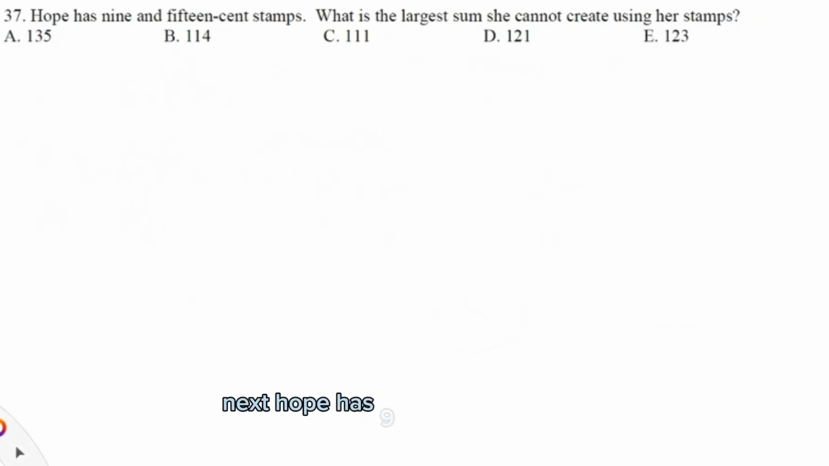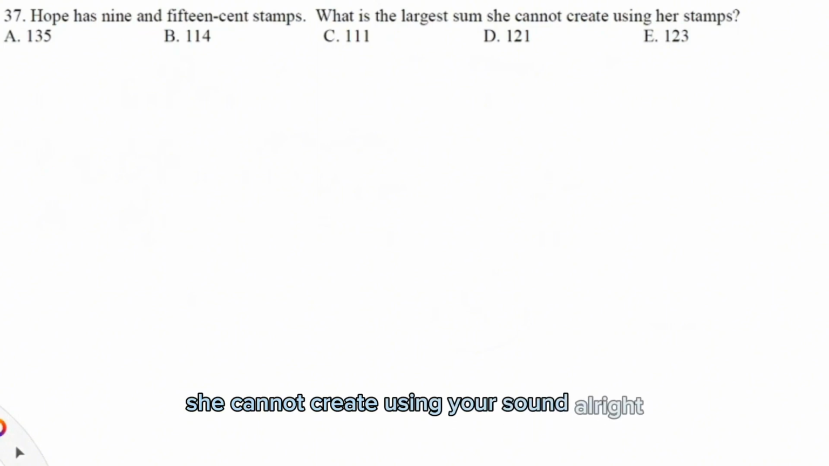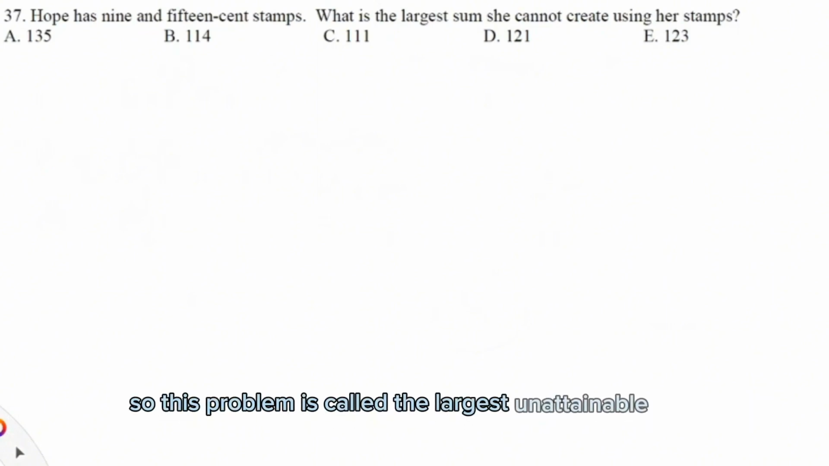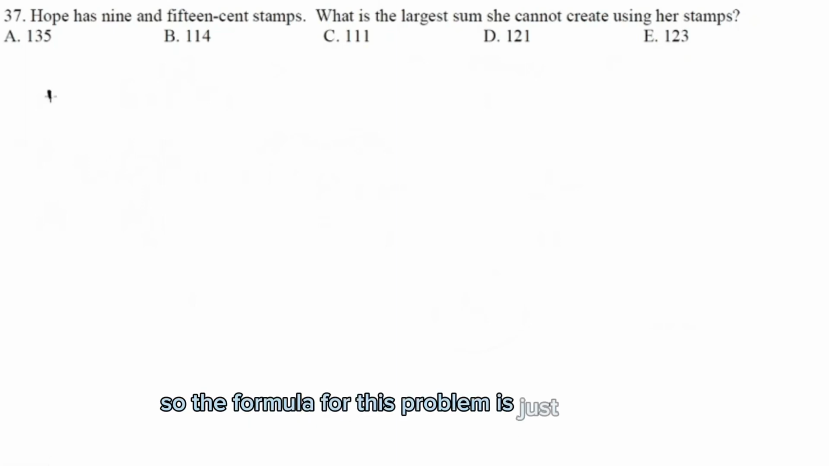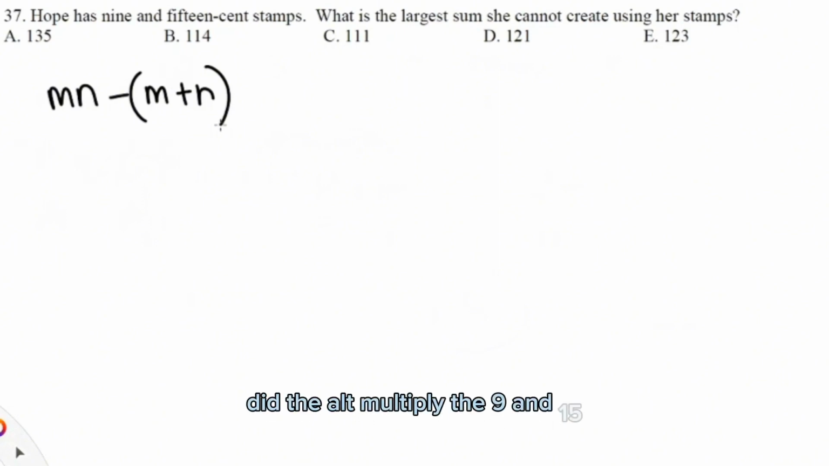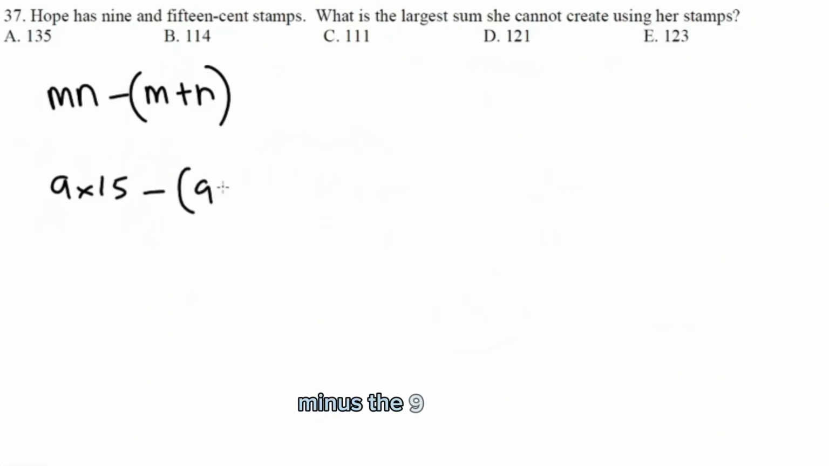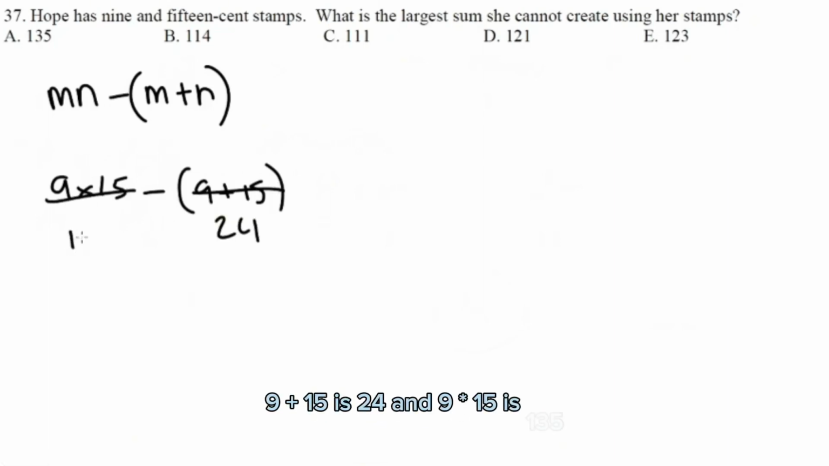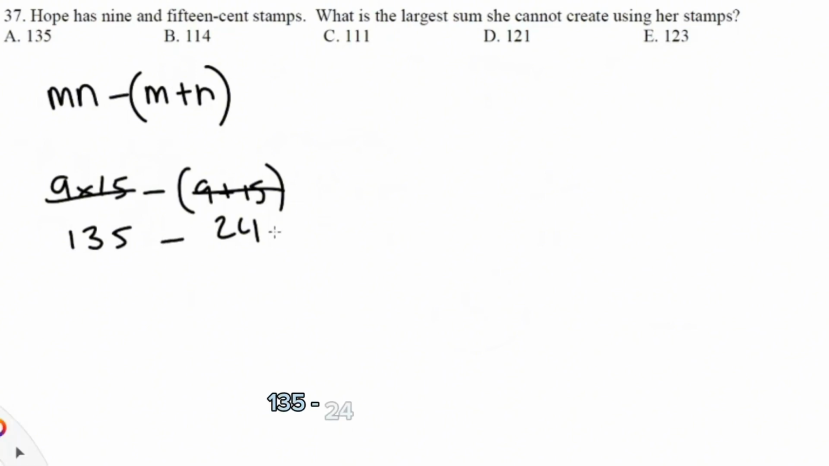Next, Hope has 9 and 15-cent stamps. What is the largest sum she cannot create using her stamps? Alright, so this problem is called the largest unattainable sum. The formula for this problem is just m times n minus m plus n in parentheses. This is actually very simple. So we just need to multiply 9 times 15, minus 9 plus 15. 9 plus 15 is 24, and 9 times 15 is 135. 135 minus 24 equals 111, and that's your answer.